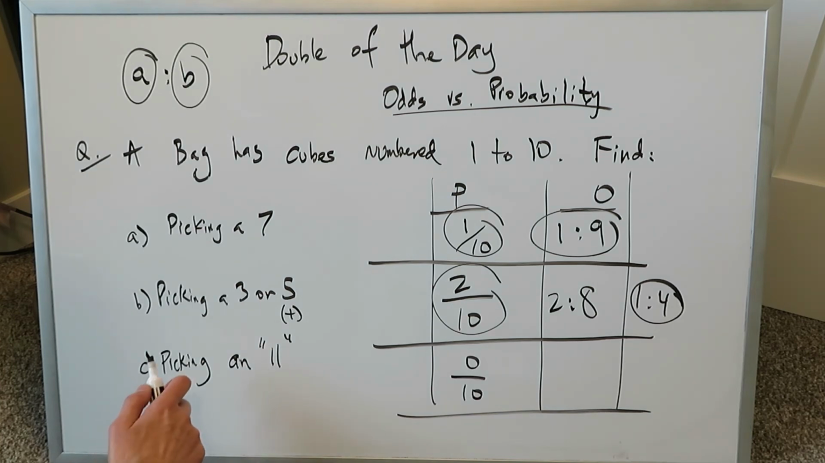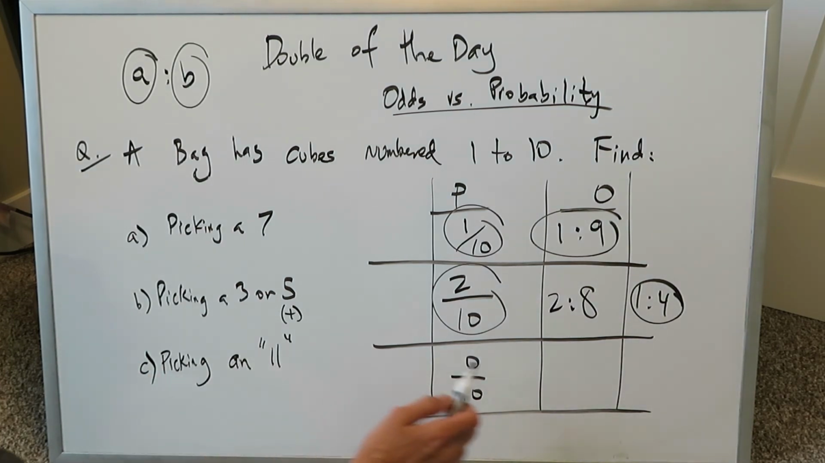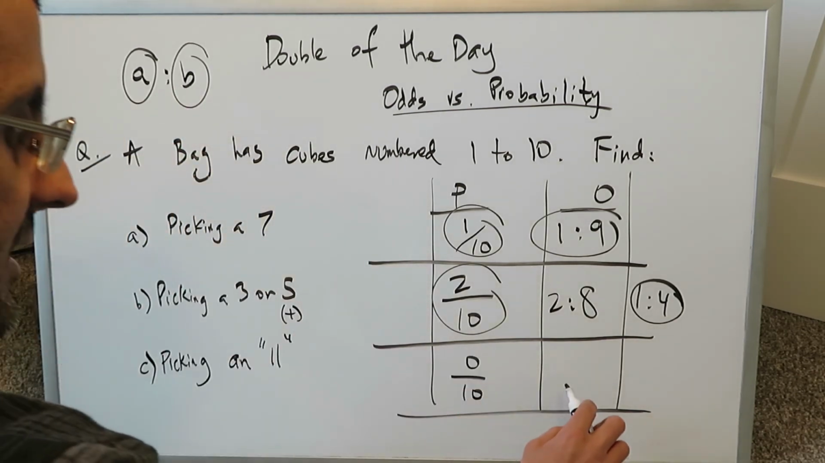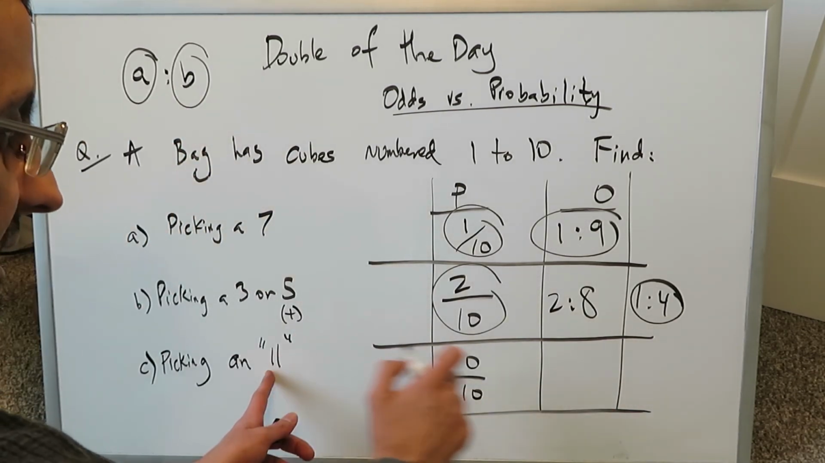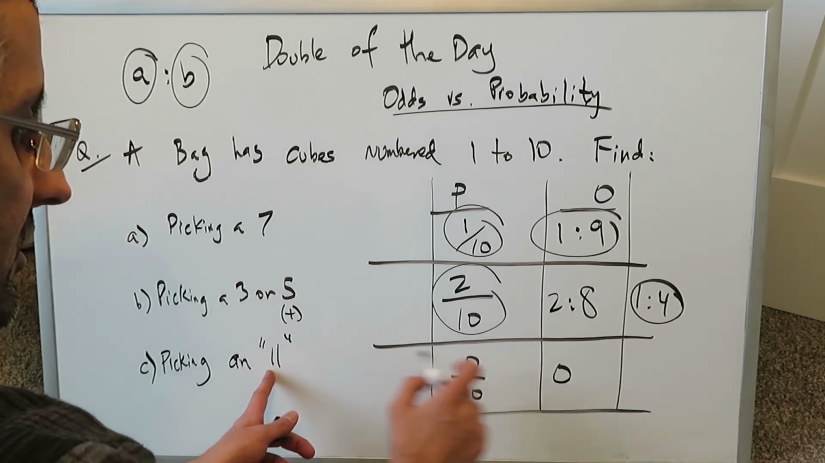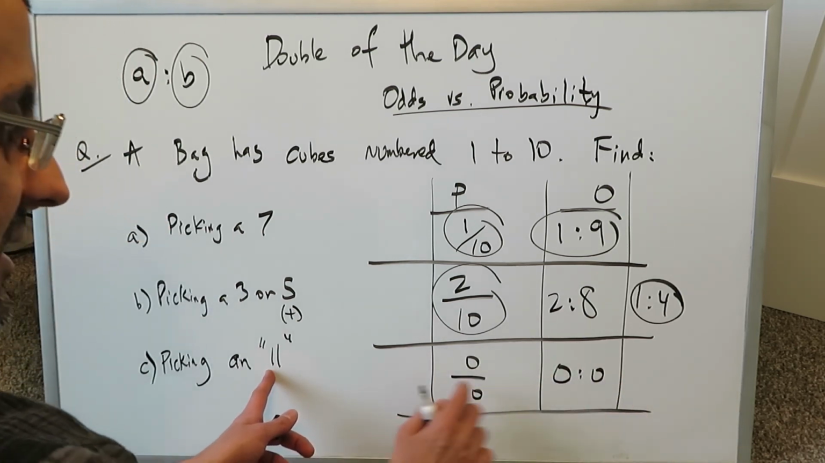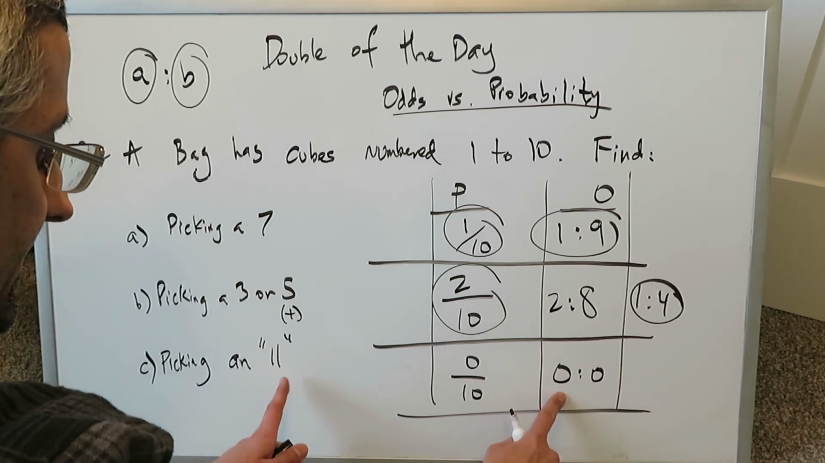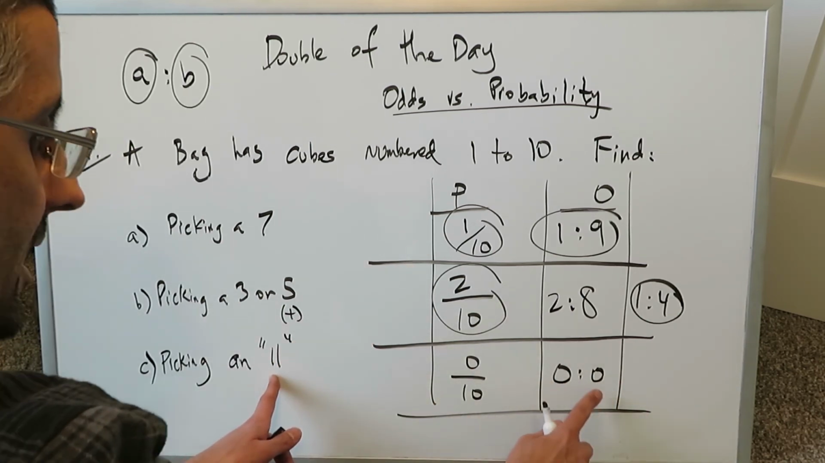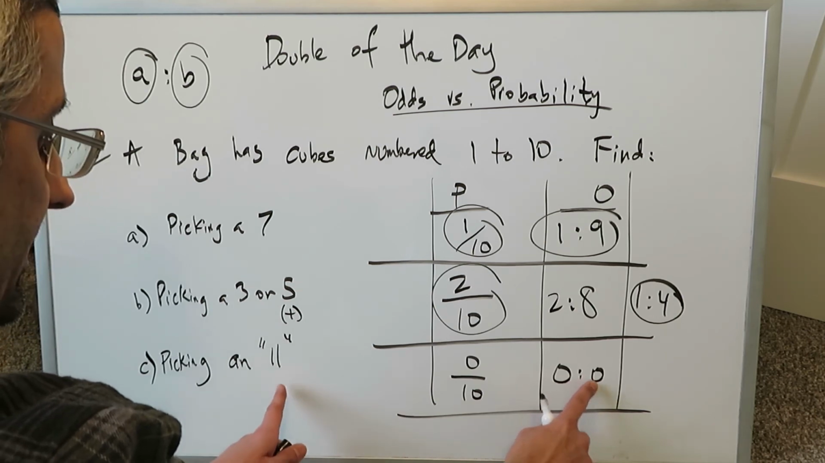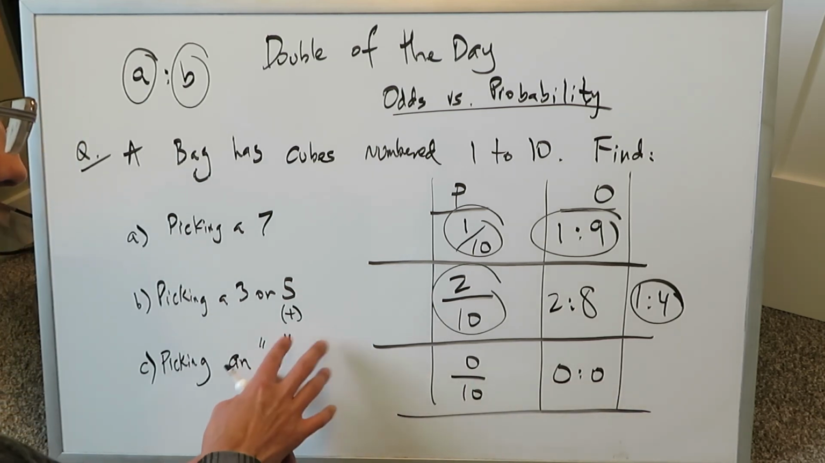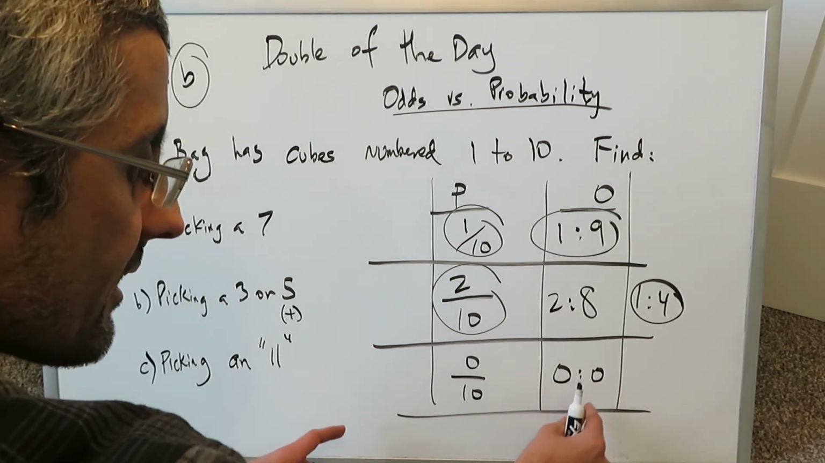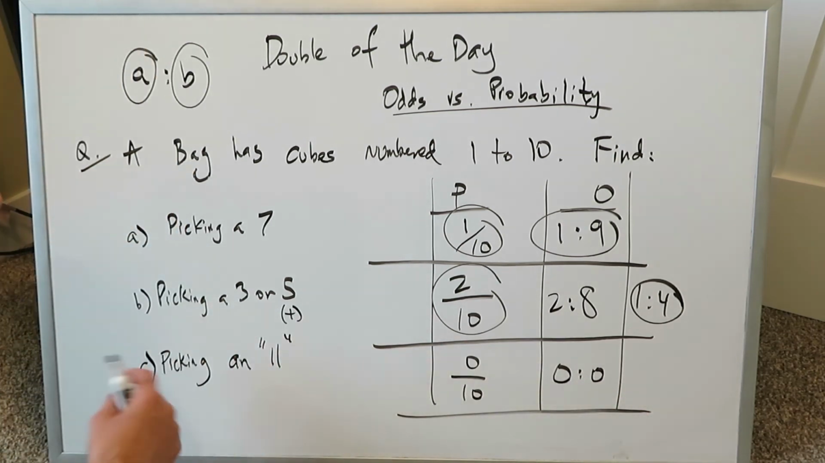And how would you express that in terms of odds? The way you express that in terms of odds is, again, you think about the number of successes to the number of failures. The number of successes in you picking an 11 is 0, but the number of failures is also 0. Why? Because there's absolutely no way you can succeed because there's no cube numbered 11. Absolutely no way that you can fail this because there again is no cube numbered 11. Everything is from 1 to 10. You can say 0 to 0. That means the odds do not exist for this option over here.